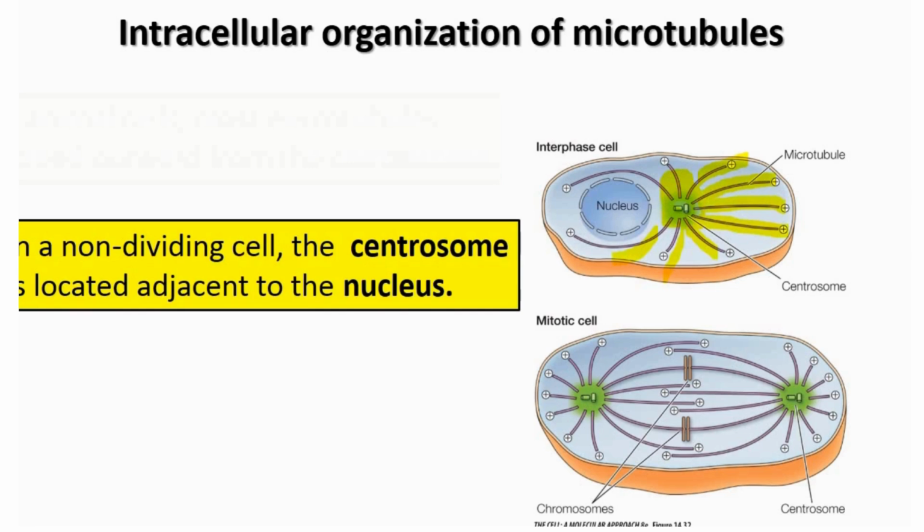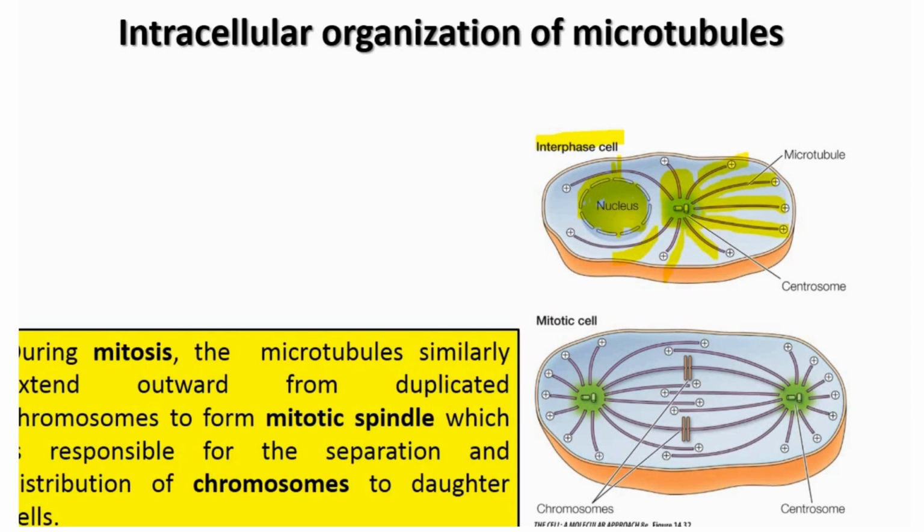In a non-dividing cell such as the interphase cell, the centrosome is located adjacent to the nucleus. Very clearly, I will just shade the nucleus. This is the nucleus. Since the cells are not dividing, adjacent to the nucleus you have the centrosome. Now we see what happens during mitosis. During mitosis, the microtubules similarly extend outward from the duplicated chromosomes. Here the chromosomes have duplicated and these project outward.